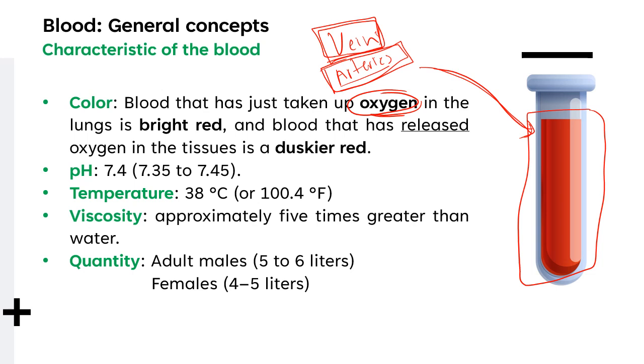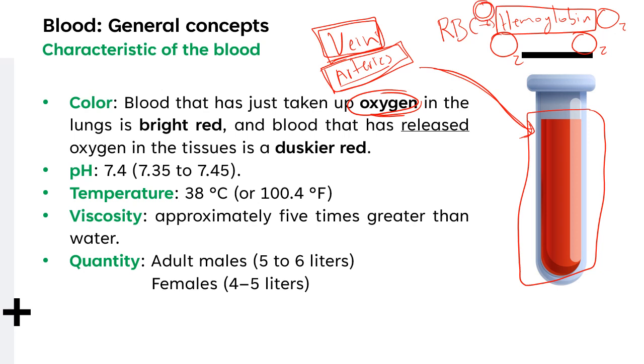In our blood, as we mentioned a few minutes ago, we have formed elements, we have cells. The cell that transports the oxygen is called the red blood cell. The red blood cell contains a protein called hemoglobin. This hemoglobin is a protein that is able to bind molecules of oxygen, specifically 4 per hemoglobin molecule.